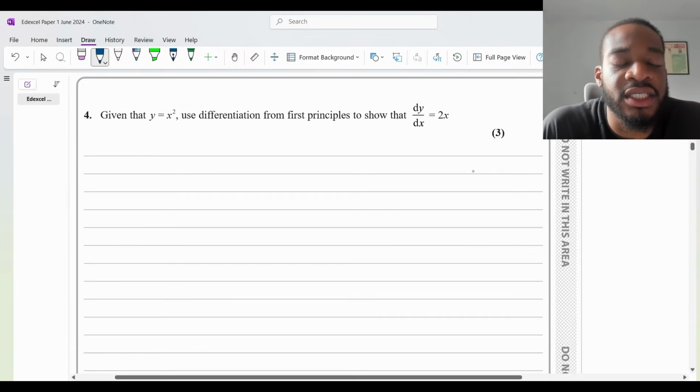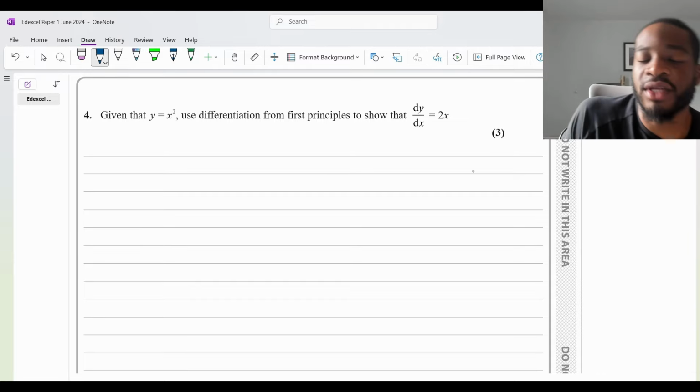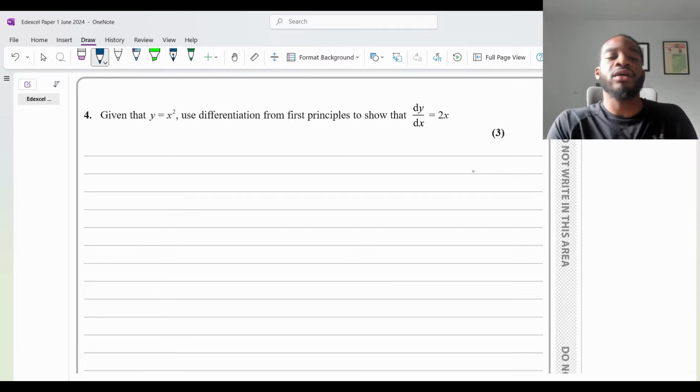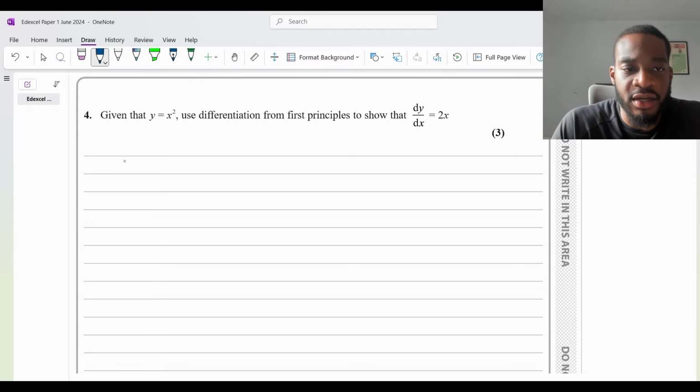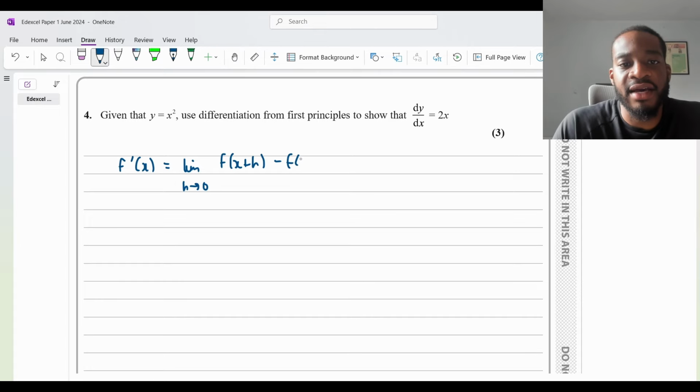Okay, so question 4 says, given that y equals x squared, use differentiation from first principles to show that dy/dx is equal to 2x. This is 3 marks. So remember the first principles formula: f dash of x is going to equal the limit as h tends to 0 of f of x plus h minus f of x, over h.